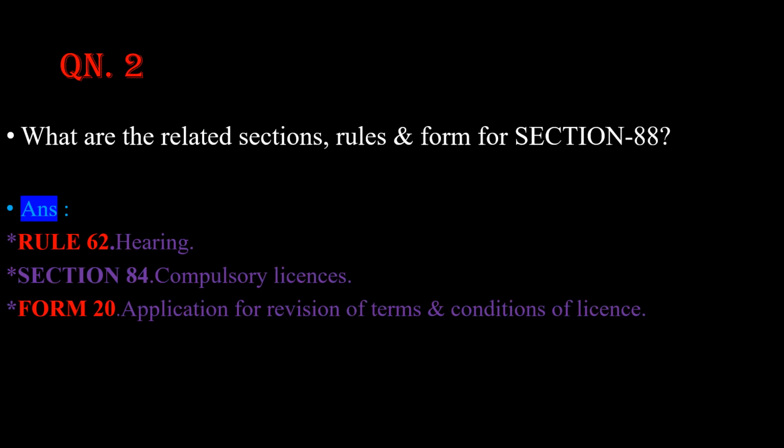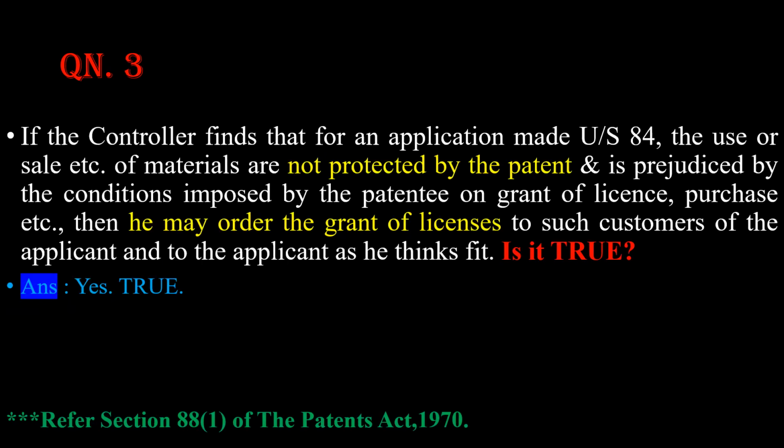Fine. Question number 2. What are the related sections, rules and form for section 88? The answer is rule number 62 and section 84 and form 20. Okay, so the title for rule 62 is hearing. The title for section 84 is compulsory licenses, and the title for form number 20 is application for revision of terms and conditions of license. Fine, let us proceed.